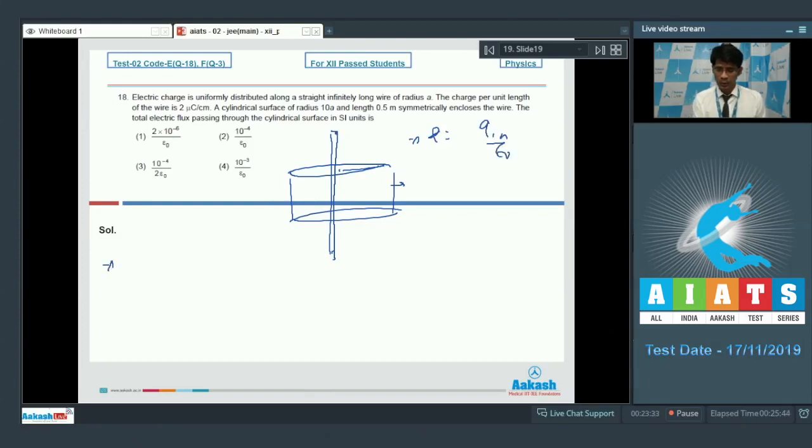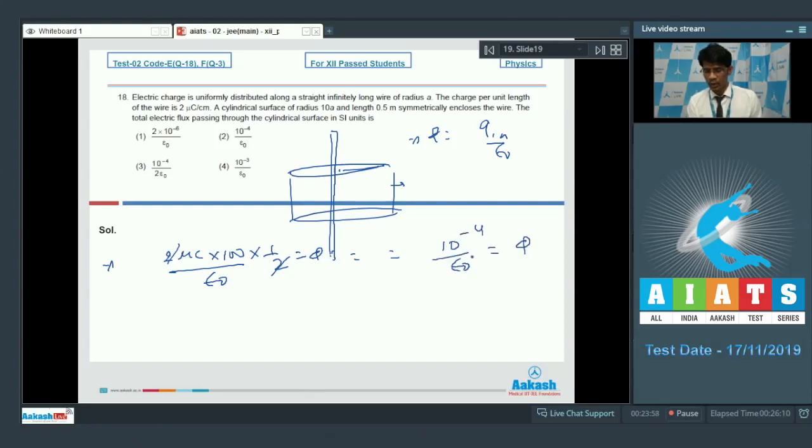Q inside is how much? We need to find the linear charge density first, that is 2 microcoulomb per centimeter, that means in 200, this is 2 microcoulomb per meter. This length is 1 by 2, that is the Q inside, divided by epsilon naught. This is the value of the flux. 2 will cancel out, or it is 100 microcoulomb divided by epsilon naught, or we can say 10 to the power minus 4 divided by epsilon naught is the value of the electric flux. Answer is option 2. That's the correct answer.